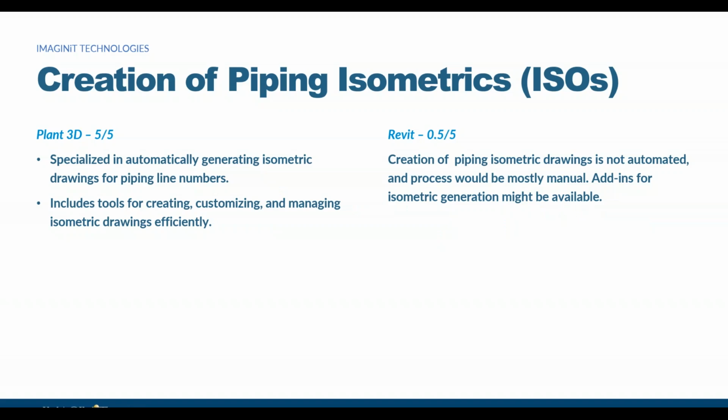The first being the creation of piping isometrics or ISOs. For Plant 3D, we gave it a 5 out of 5. It specializes in automatically generating isometric drawings for piping line numbers. It includes tools for creating, customizing, and managing isometric drawings effectively. For Revit, we gave it a 0.5 out of 5. Creation of piping isometric drawings is not automated, and the process would be mostly manual. Add-ins for isometric generation might be available.